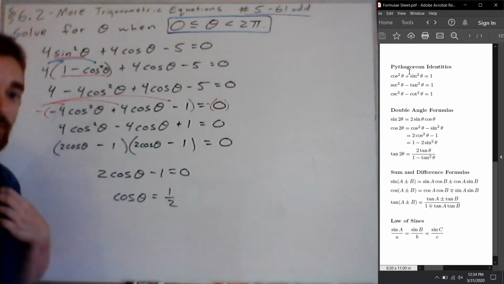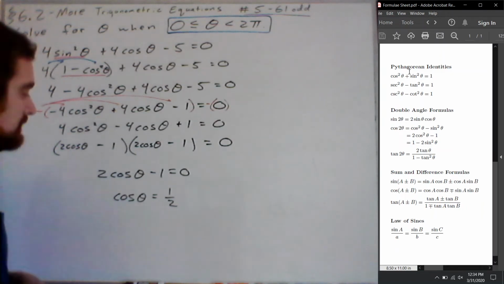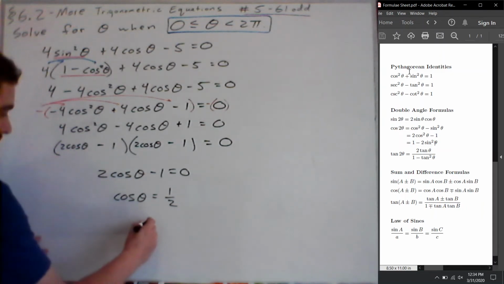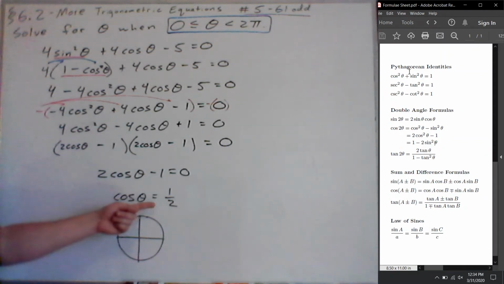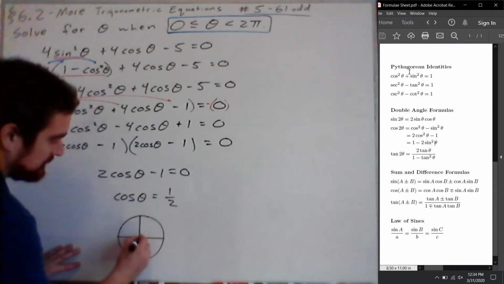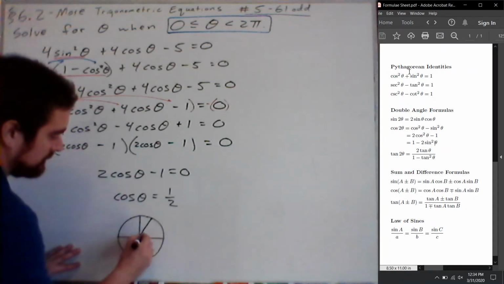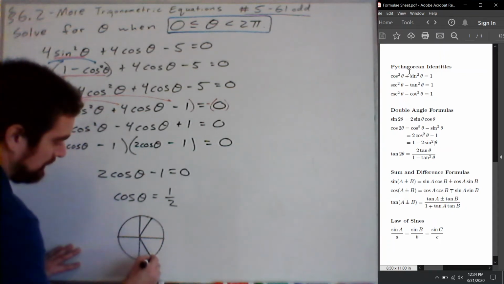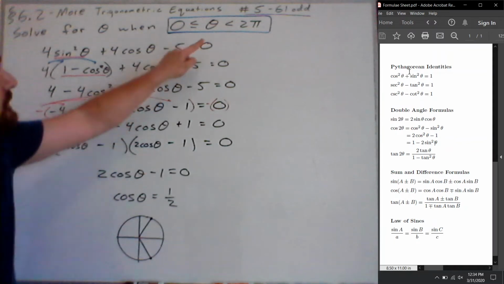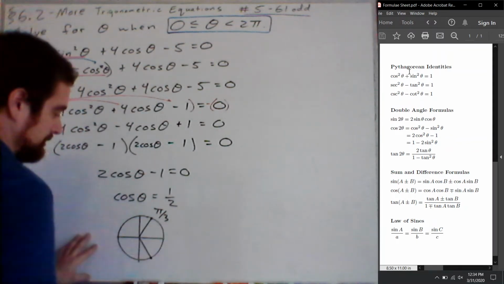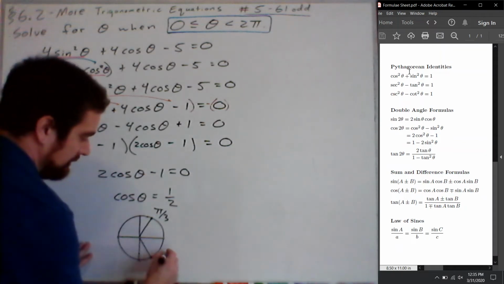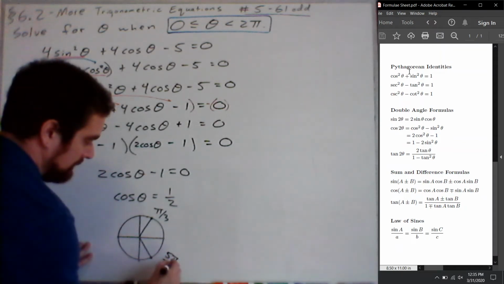But I need to know theta. I need to solve this and see what theta is. So again, back to that unit circle. We want positive 1/2. Cosine is positive in quadrants 1 and 4. It's going to be positive 1/2. Again, we're talking radian, so it's going to be at pi over 3. And it's also going to be down here at 5 pi over 3.